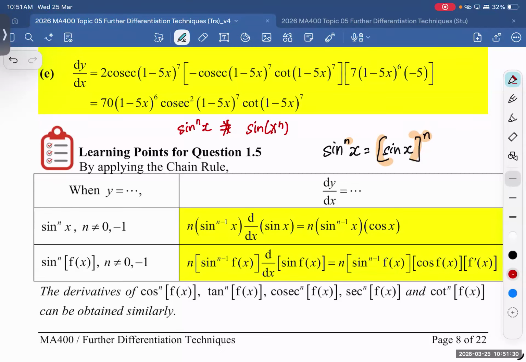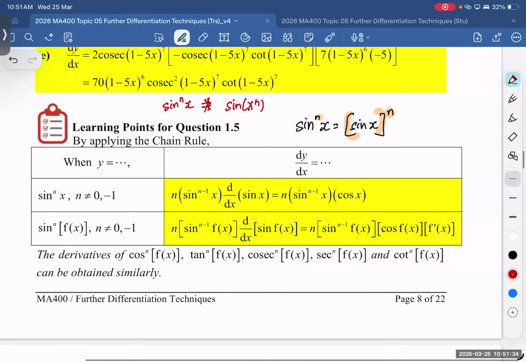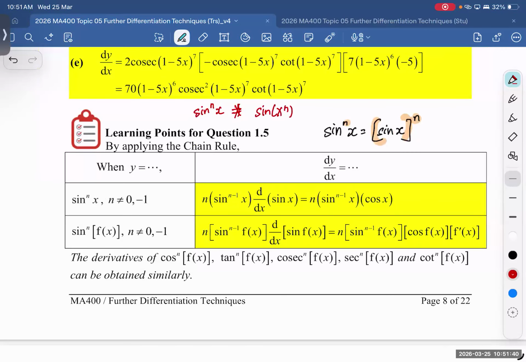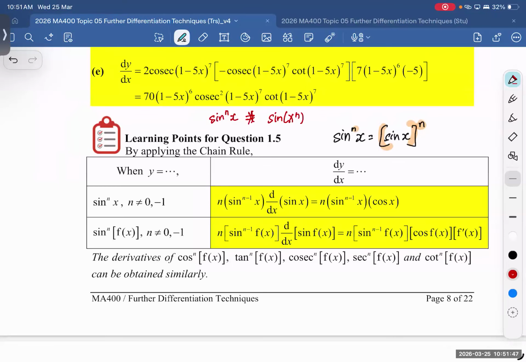Just remember the chain rule. The idea of chain rule doesn't change. Even if you see this in your quiz next week, the idea of chain rule is always differentiate from outside to inside. I hope you are okay. If you do 1.7, it will also help you to revise.